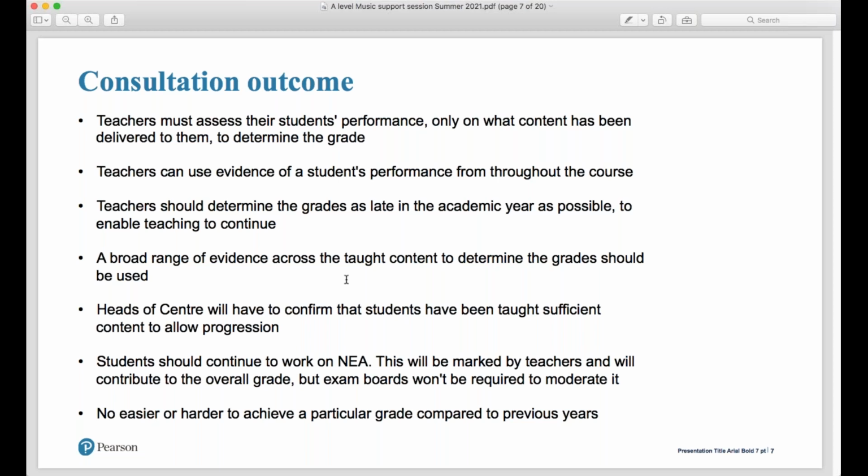Do we know when that will be released? I think there was an update that went out to centres last night around summer 2021, and it did have a time scale in there, and the intention is to release further information and more support around that by the end of March. Okay.